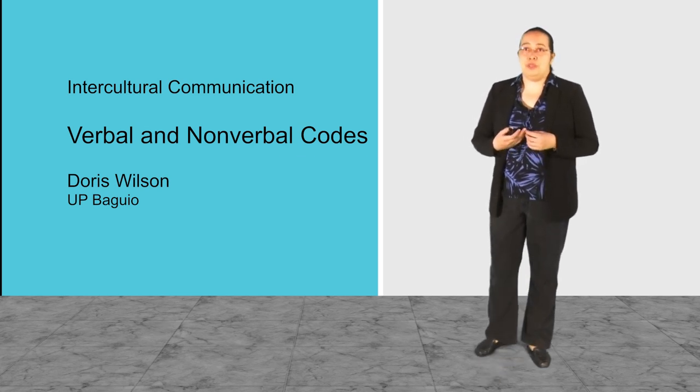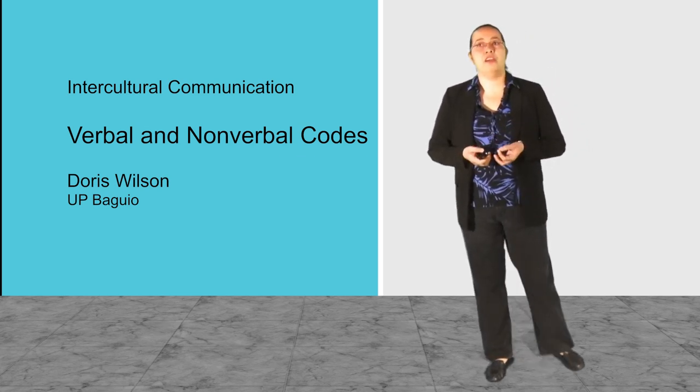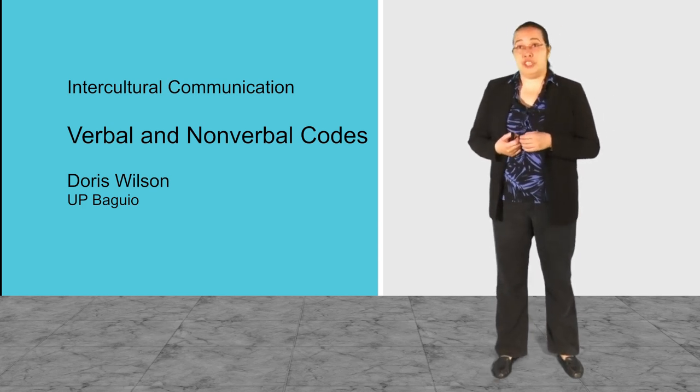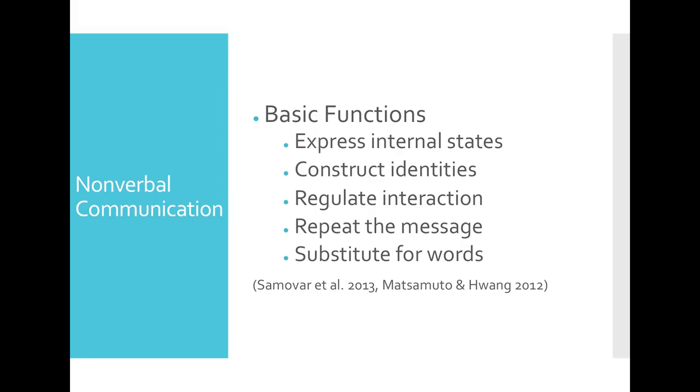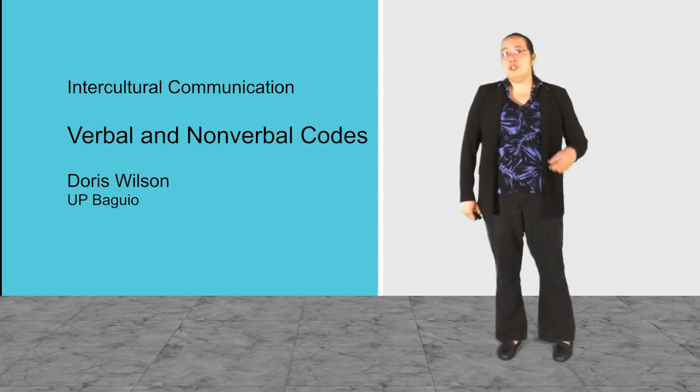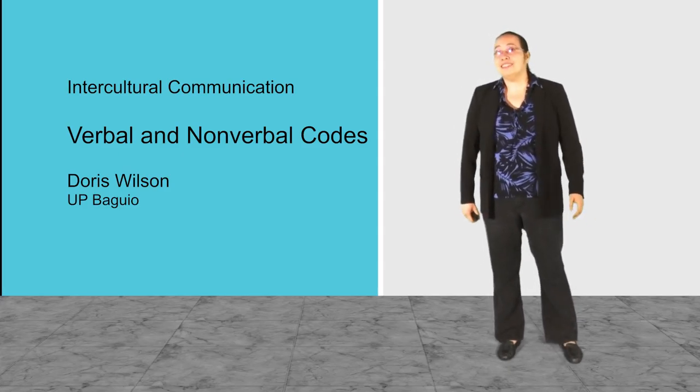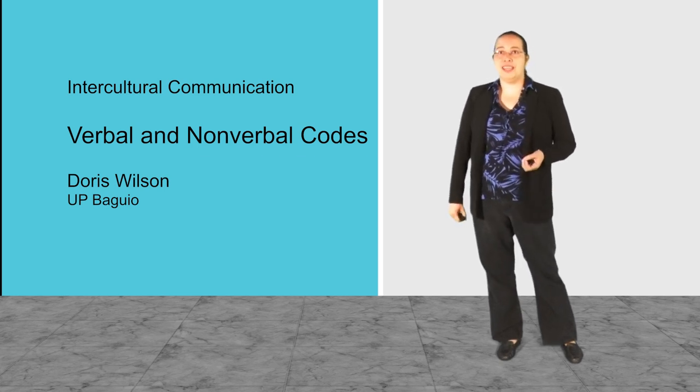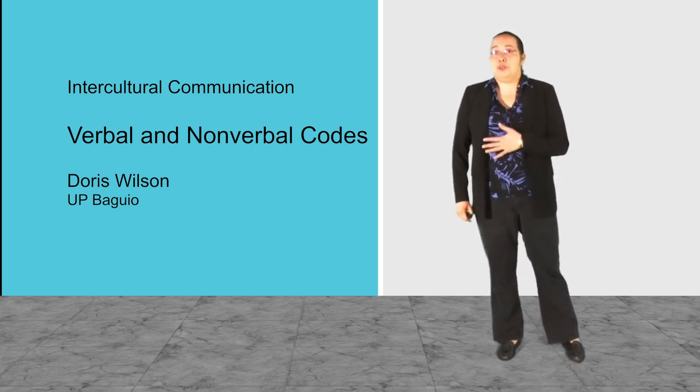So how do we use these nonverbal codes? Some authors identify some basic functions of nonverbal communication. These are to express internal states, to construct identities, to regulate interaction, to repeat the message, or to substitute for words. For example, if you want to show whether you are hungry or not, you can just touch your belly to say that you are hungry, or you can use your hands to wave instead of saying hi. These are examples of our nonverbal communication.